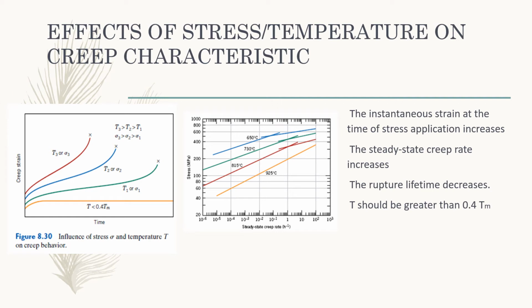Now I'm going to explain the effects of stress and temperature on creep characteristics. These are the graphs. As you can see, this is the first graph, this is the second graph. As stress or temperature increases, the instantaneous strain at the time of stress application increases, the steady state creep rate increases, and the rupture lifetime decreases, and T should be greater than 0.4 Tm.